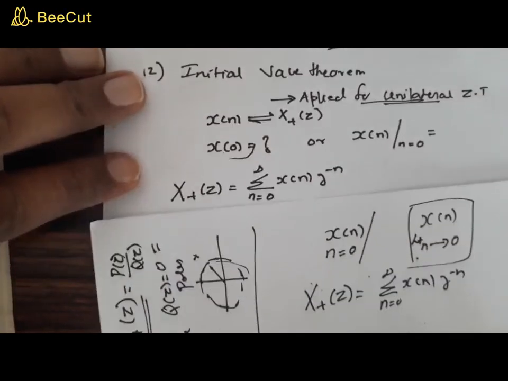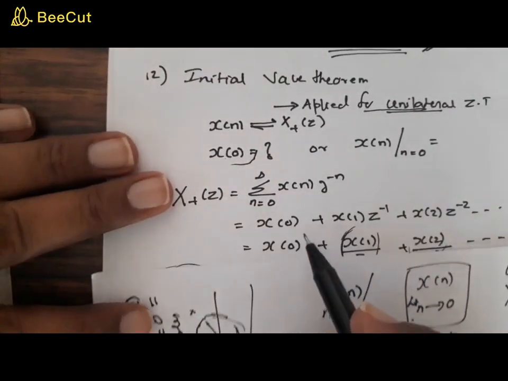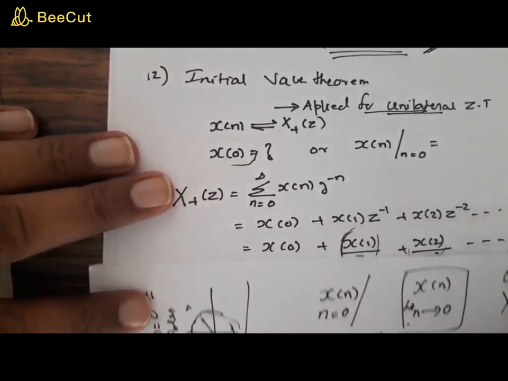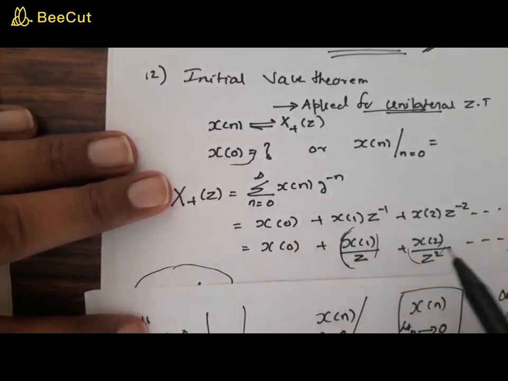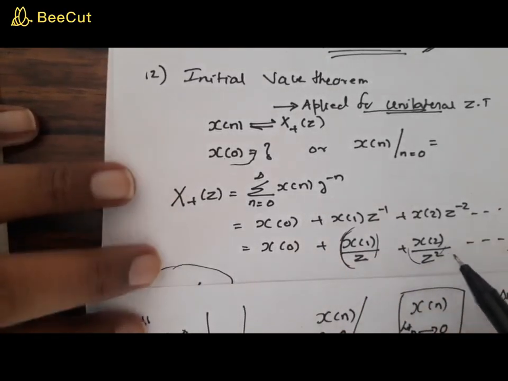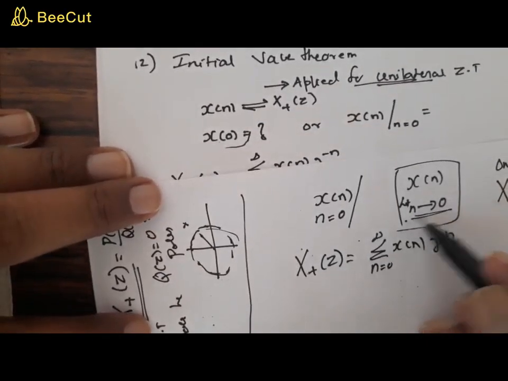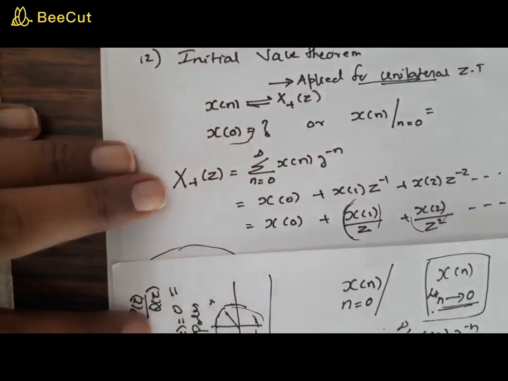So you are making use of that expression. X plus of z is this thing. You can have an expansion like this, x of 0 plus x of 1 into z raised to minus 1, etc. So the same thing can be written as x of 0 plus x of 1 by z, x of 2 by z square. Now this is actually limit as n tends to 0, that is, time tending to 0 means z tends to infinity.